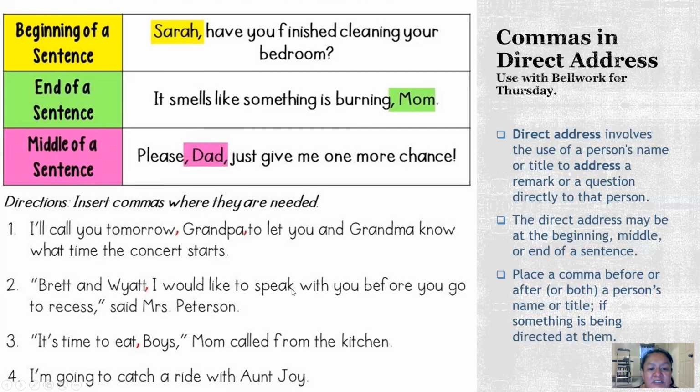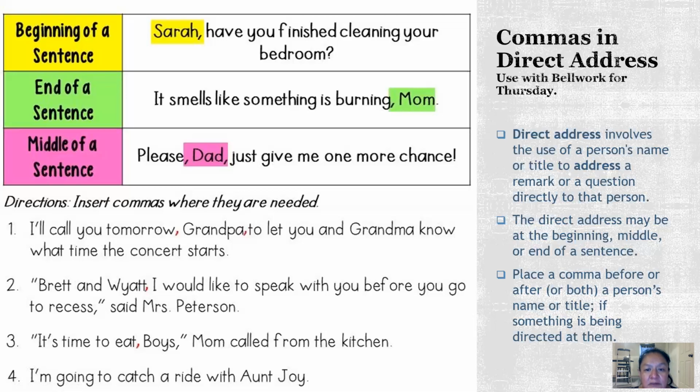Brett and Wyatt, I would like to speak with you before you go to recess, said Mrs. Peterson. Brett and Wyatt are actual names, so there's a comma behind it because the teacher's talking to only these 2. It's time to eat, boys, Mom called from the kitchen. Boys is the title of people that are in there. And she's telling them it's time to eat. That's why there's a comma before the word boys. I'm going to catch a ride with Aunt Joy. I don't think we need a comma there because they're not directing the question at anyone.